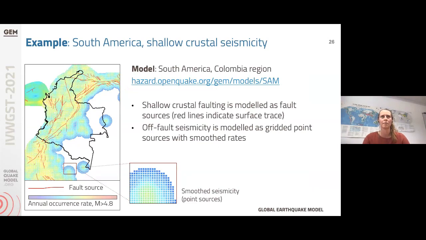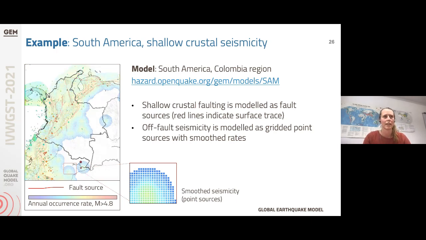On the contrary, this is the model for South America, zoomed in on the region of Colombia. And the red traces are showing fault sources, but there's also known to be off-fault seismicity in these areas, or off the mapped faults. And so this seismicity is modeled as gridded point sources with smoothed rates. So overlaying the seismicity on this plot, you can see that many of the earthquakes are occurring near the faults and also in the areas where the occurrence rates, which are colored in the warmer colors, are higher as opposed to away from the earthquakes where the occurrence rates are modeled to be lower.